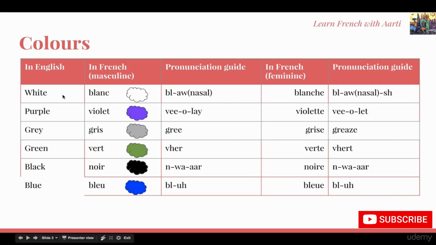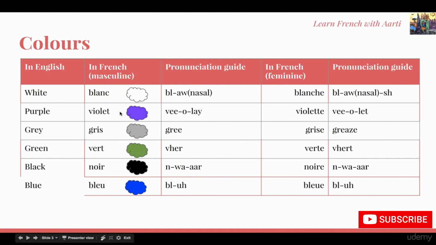White, blond, blanche. Blond in masculine, blanche in feminine. It gets an E added to the masculine form. Blanc, blanche. Purple, violet, violette. Violet adds an E and forms the feminine form violette.